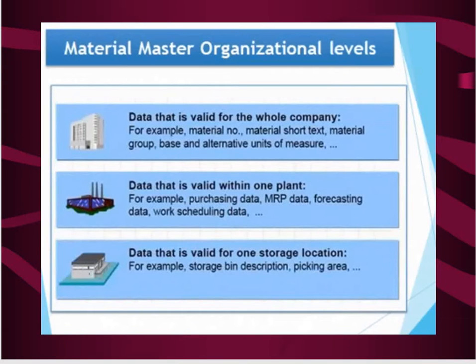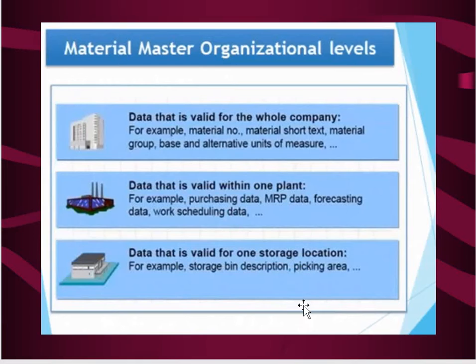Now on to the material master organization levels. In the material master, we define data at the plant level, at the organizational levels and so on. Some data is valid for the whole company, for example the material number, material short text, material group, and base and alternate units of measure. And there is data that is valid within one plant only, so you cannot have the same data for other plants; every plant is different. If you created a material in one plant and want to extend it to another plant, you have to enter these things: purchasing data, MRP data, forecasting data, work scheduling data. So it differs from plant to plant.